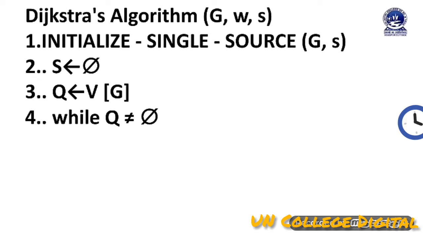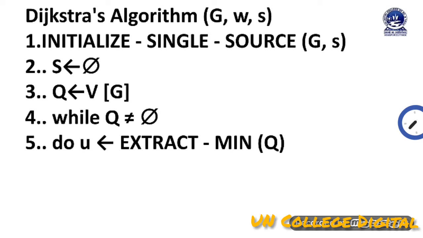Actually, we will choose that vertex. You can choose the vertex randomly, or you may choose the vertex which will be given as the starting vertex. Then we will continue till all the vertices are included by using a while loop. Inside the while, we will extract the minimum vertex, which is the one having minimum weight.